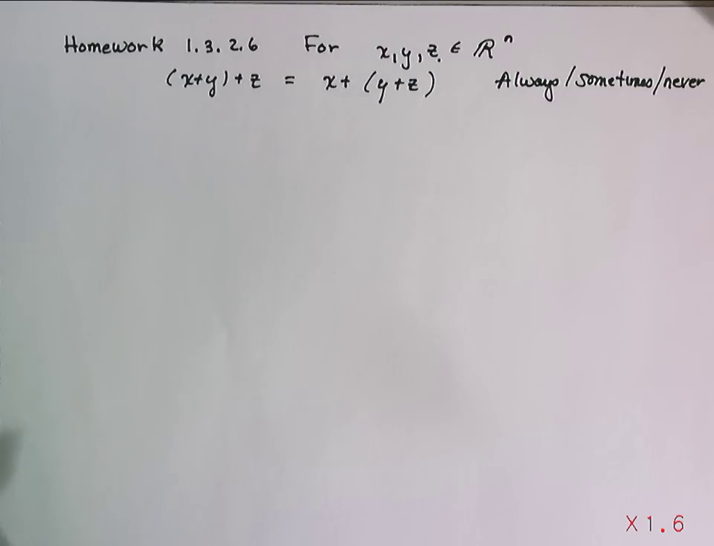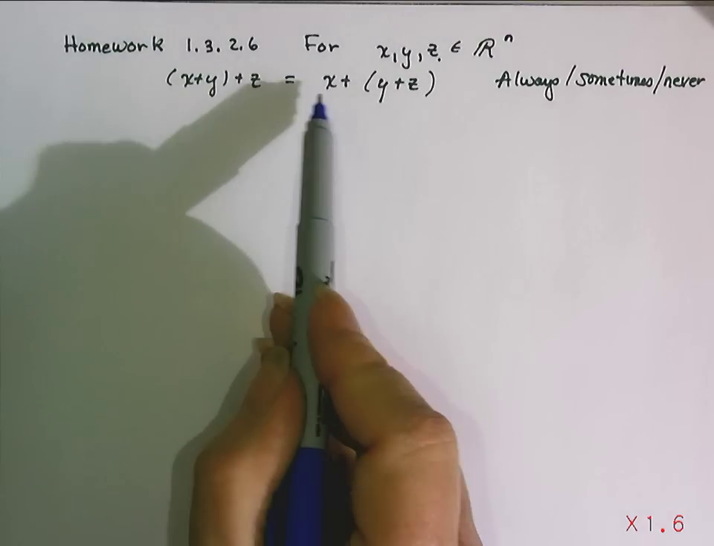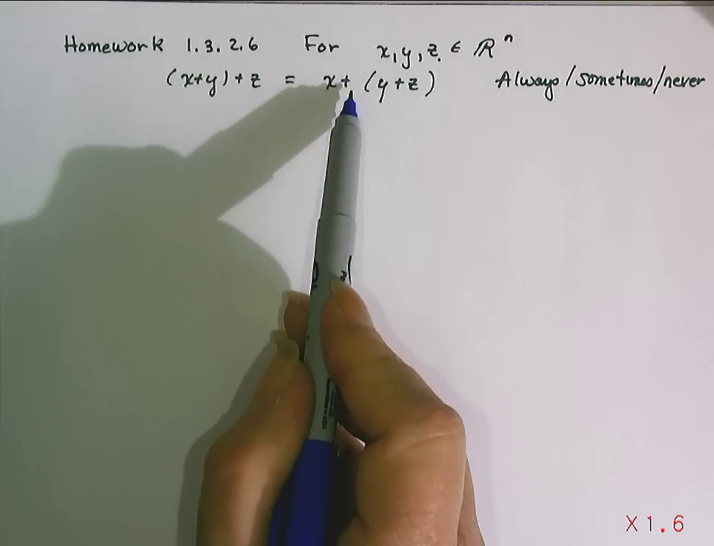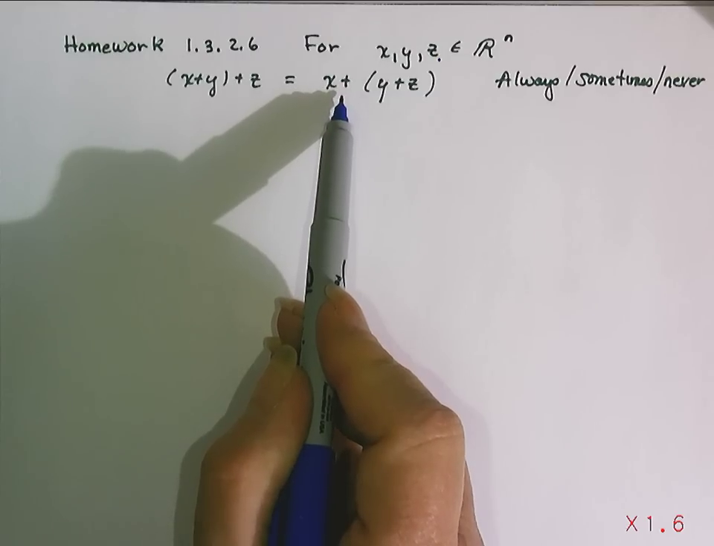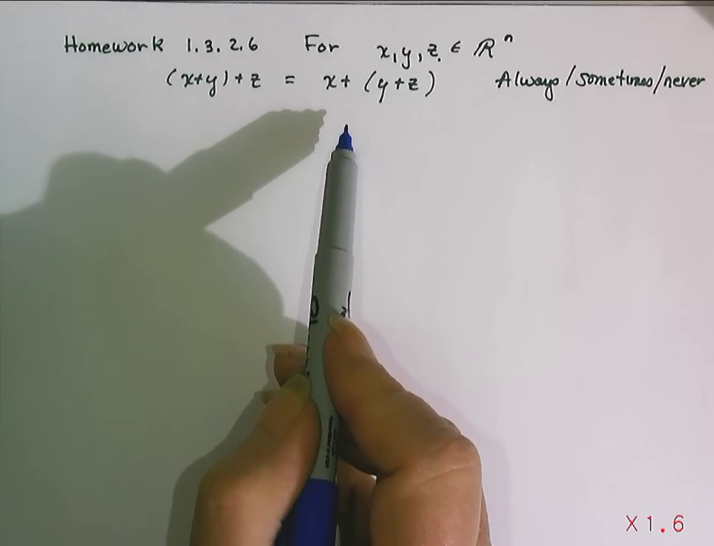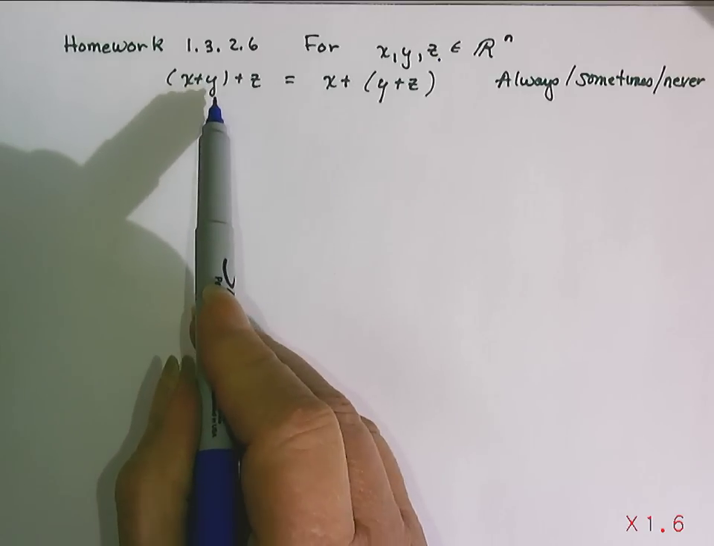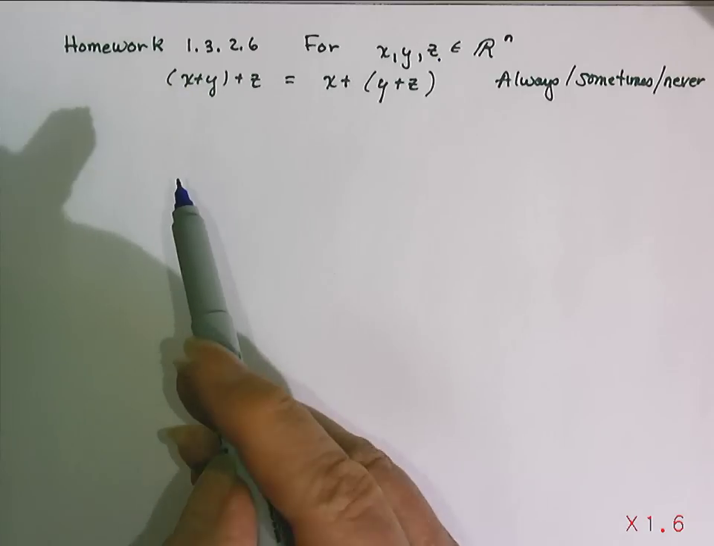We know that real number addition is associative, and this corresponds, so this question is actually asking, is it the case that vector addition is associative? And I suspect it is, but let's see if we can try to prove it. If we can't, then maybe we should go back and look for situations or vectors where this will not hold.